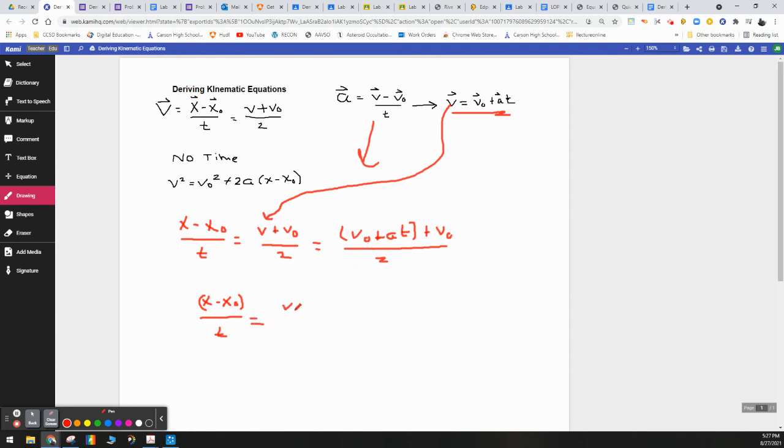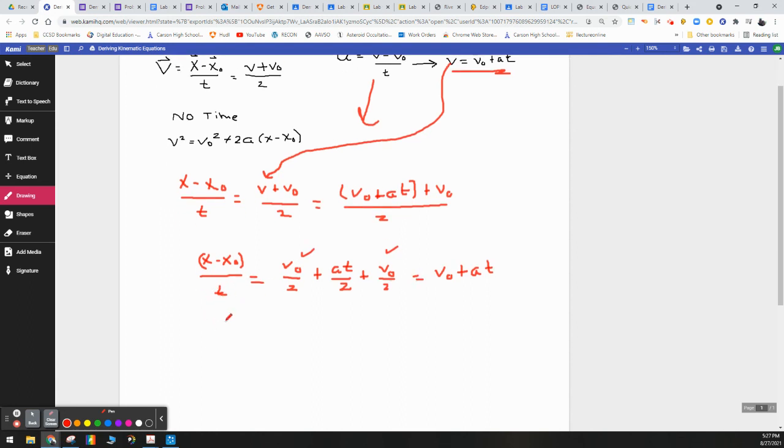So this is going to be V0 divided by 2 plus AT divided by 2 plus V0 divided by 2. We can add these two together here, and we'll get V0 plus AT, like that. Now we can multiply both sides by T. Actually, let's rewrite it again so we're on the same page. Like this here, this is over T, equals V0 plus AT.